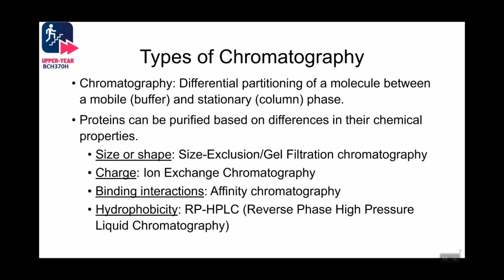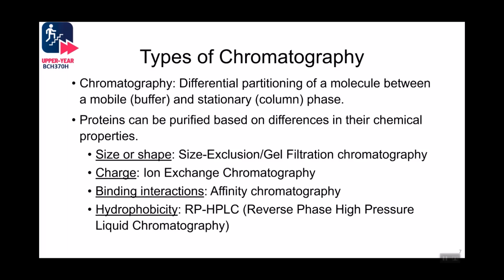There are four main types of chromatography that separate your protein based on different properties. Remember from chemistry that chromatography is a technique used to partition molecules between a mobile phase, like a buffer, and a stationary phase, which in biochemistry is usually some sort of column. We can separate proteins based on either their size or shape using size exclusion chromatography, and this technique also goes by the name of gel filtration.